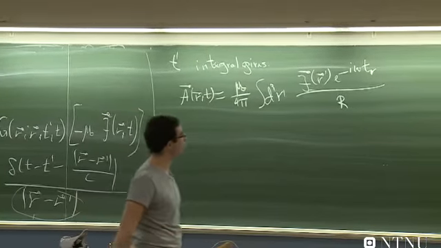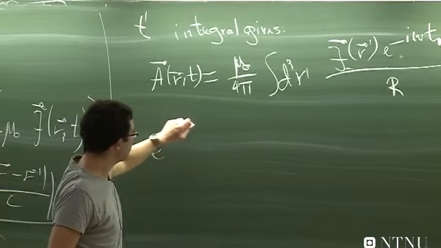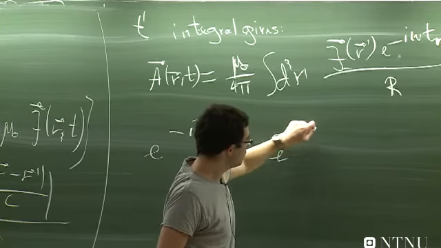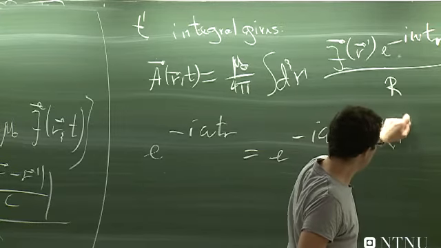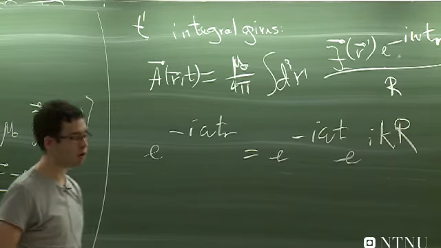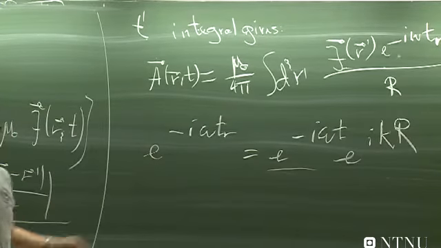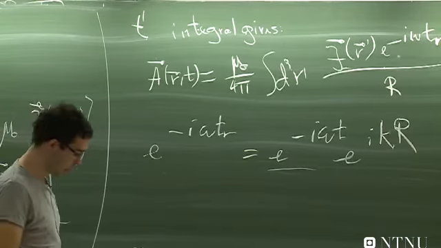Okay. I can now rewrite this as follows: e^(−iωt_r) is e^(−iωt) e^(ikR), same as I did before. And now I can take the time dependence outside the integral because it doesn't depend on r'.